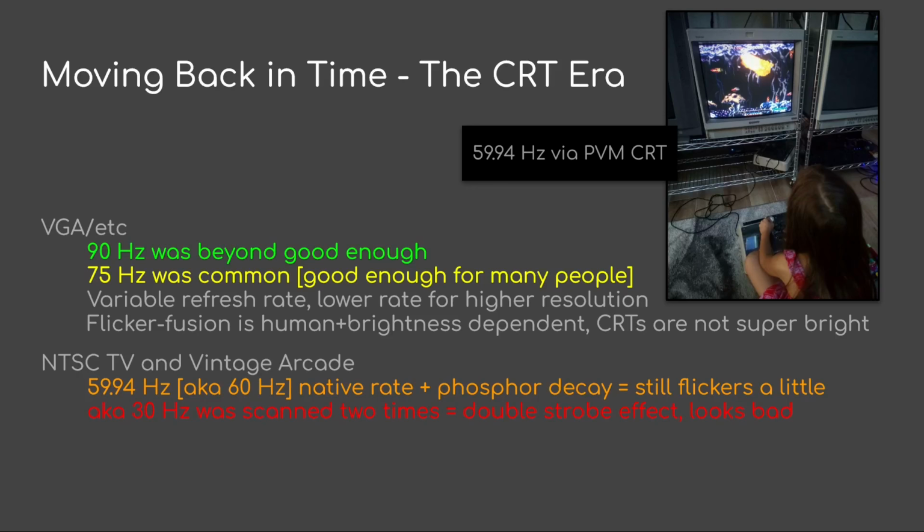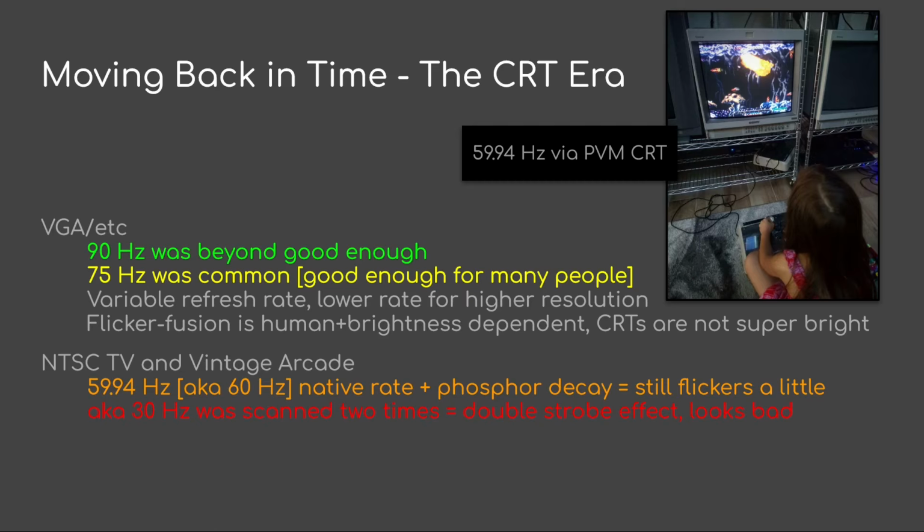Let's move back in time to the CRT era. With VGA CRTs, 90 Hz was beyond good enough. 75 Hz was common, good enough for many people. Note there was a variable refresh rate that depended on the resolution. Often, flicker fusion is very human and brightness dependent, and CRTs are not that bright.